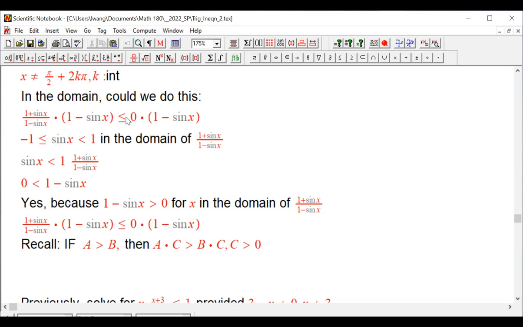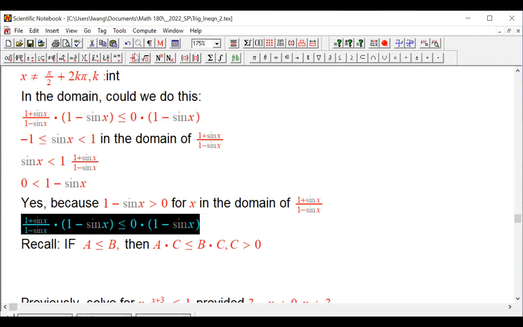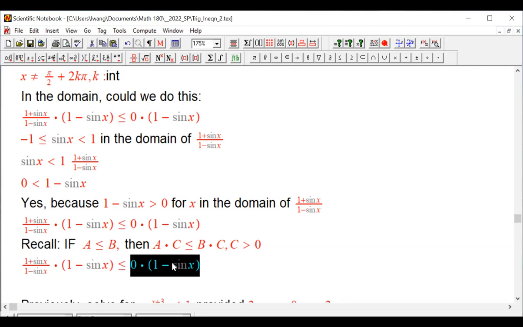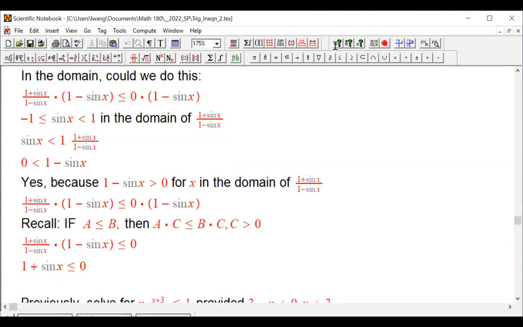In this case, we have a less than or equal to case, so this will be less than or equal to. So it doesn't contradict any principle, we can do it. As a result of this, we got 0 times a positive number equals 0. And on the left-hand side, the two factors multiplying this are reduced. So we have 1 plus sine x is less than or equal to 0. Continue to solve this inequality.